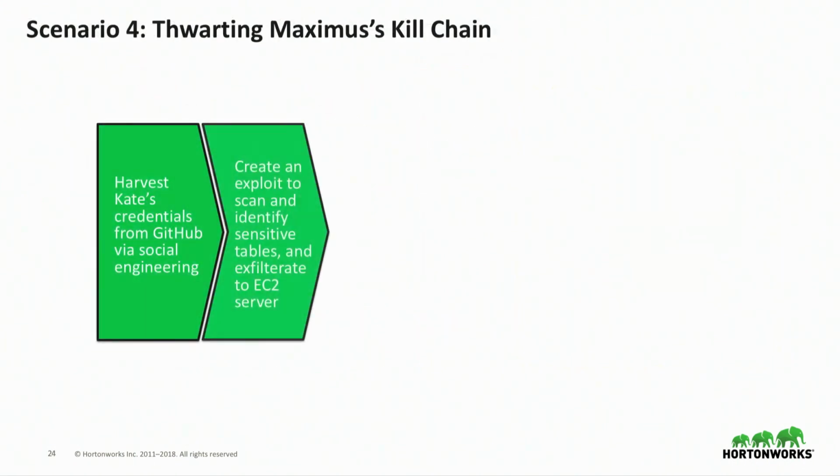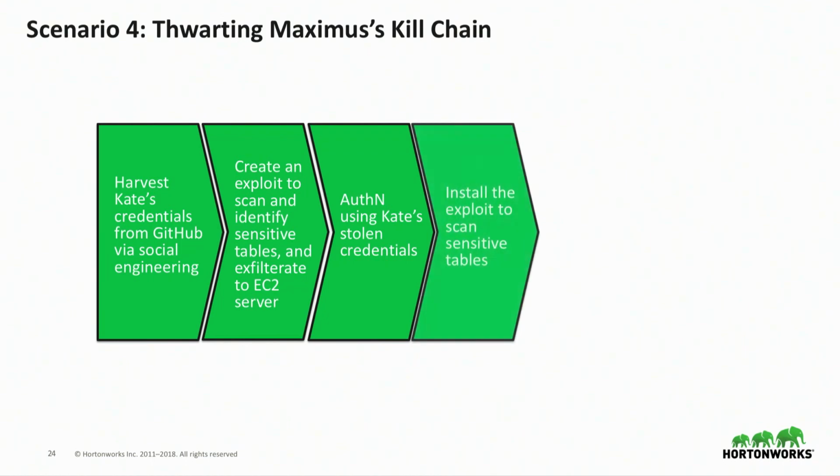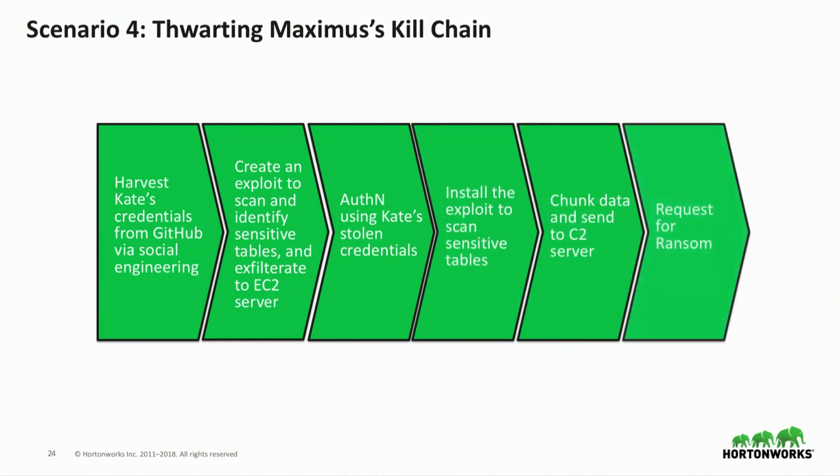Now this is the fourth and the last scenario, which is Maximus. Maximus is an adversary in this case, and what he tries to do is harvest Kate's credentials using social engineering. Once he has Kate's credentials, which is username and password, then he could just go in and log in and basically exploit the resources. So how can we stop Maximus, or how can Knox help here?